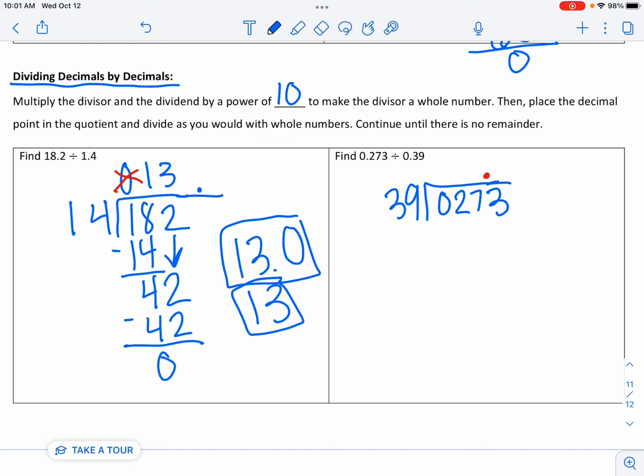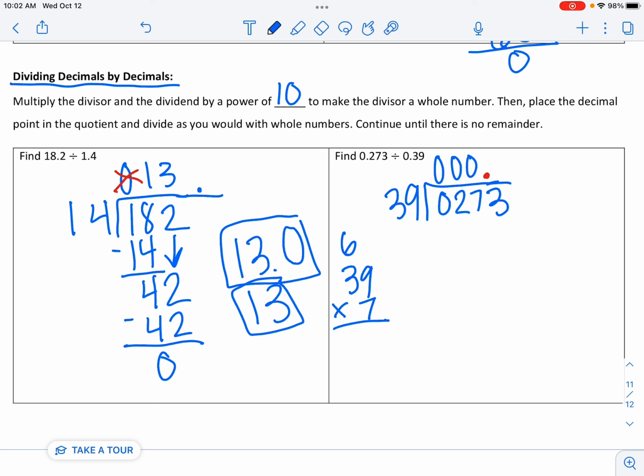If you want, you can pause the video and try this on your own, and then see if you get the right answer. But I know 39 cannot go into 0, so I'm going to put a 0. 39 cannot go into 2, and 39 cannot go into 27. So those are all 3 zeros. Then I need to figure out how many times 39 goes into 273. 39 is really close to 40, and I know 40 can go into 200 5 times. So I'm going to start with 6 or 7. We'll do 7. So 39 times 7.